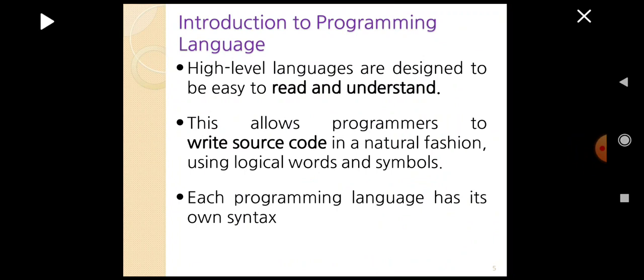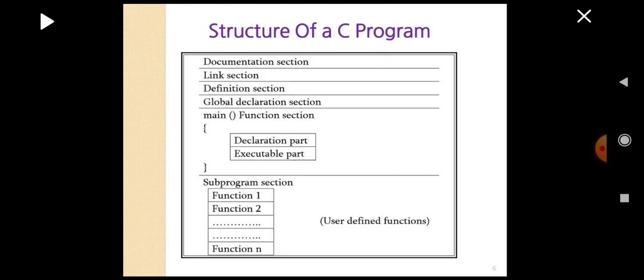Each programming language has its own syntax. The programmer has to follow these syntax rules to write the program. And next is the structure of a C program. Now let's see the overall structure. The overall structure has many sections or divisions. First one is documentation section, link section, definition section, global declaration section, and main function, which has two parts, declaration part and executable part. Next is a subprogram section which has multiple subprograms, otherwise called user-defined functions.